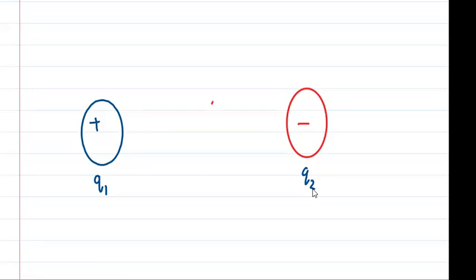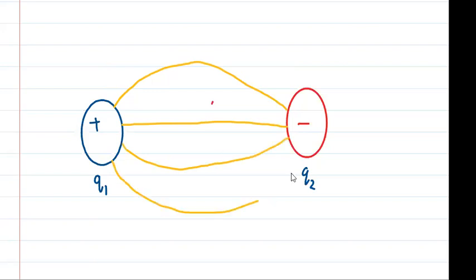I am saying that the electric field will originate from the positive charge, so it will act as a source, and it will sink at the negative charge. So it will be like this. So the direction of electric field is from positive to negative.